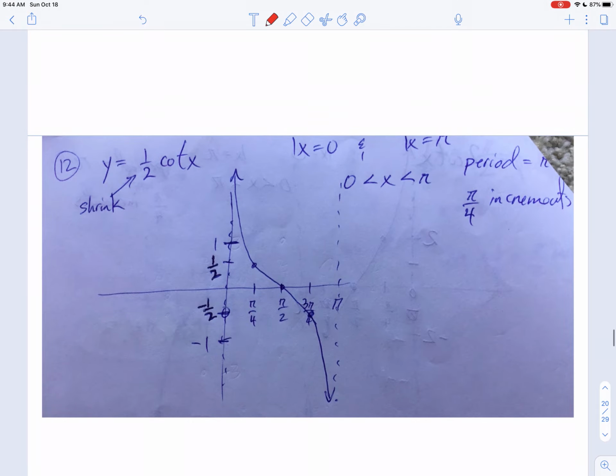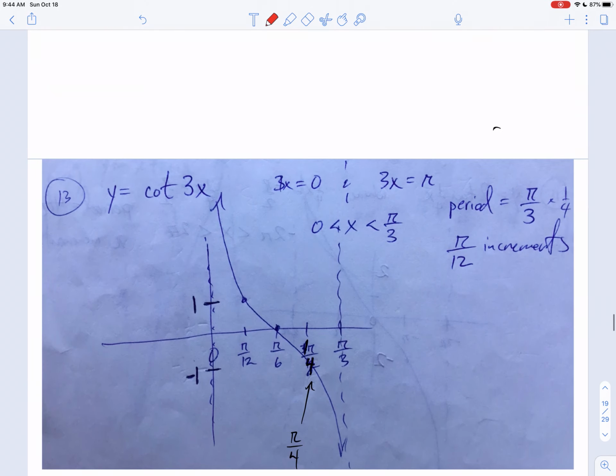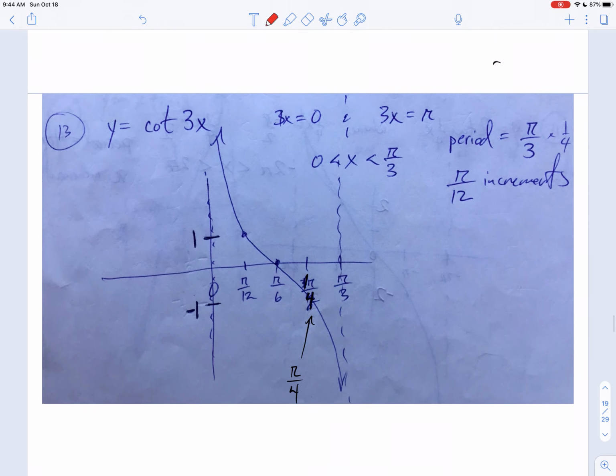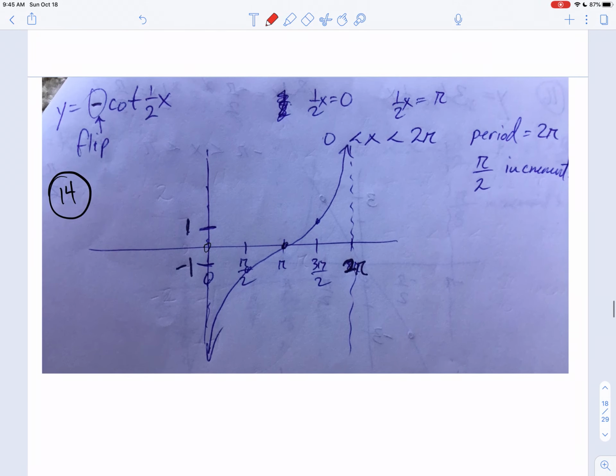So here's number 12. Oh, and by the way, just remember they use the words stretch and shrink. If you use a fractional value like that, you're actually kind of shrinking the graph down, compressing it down. All right, number 13. Number 14. And then we go to number 15.